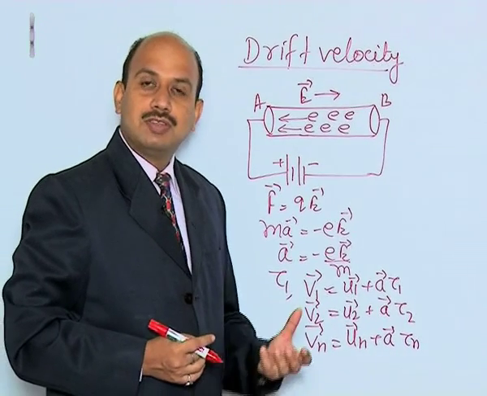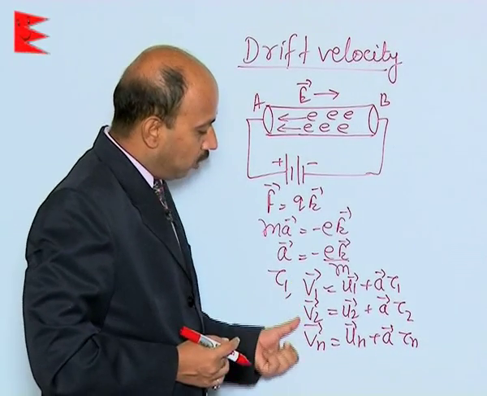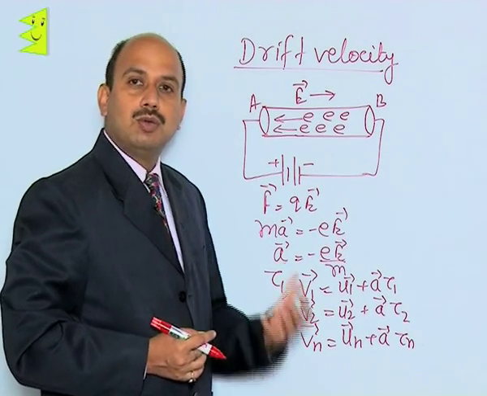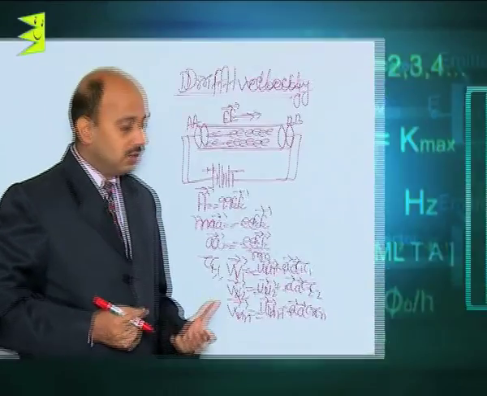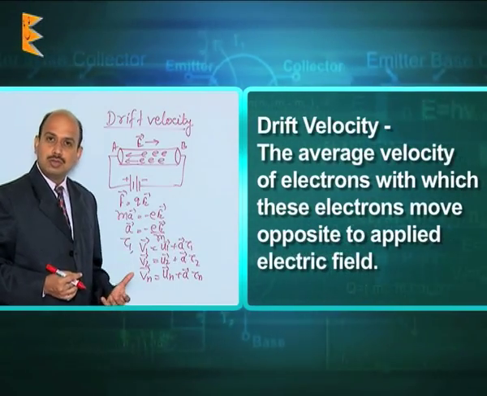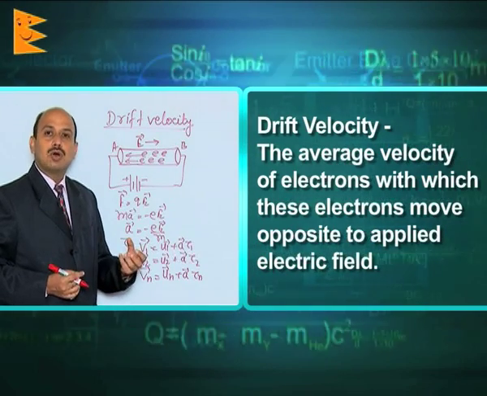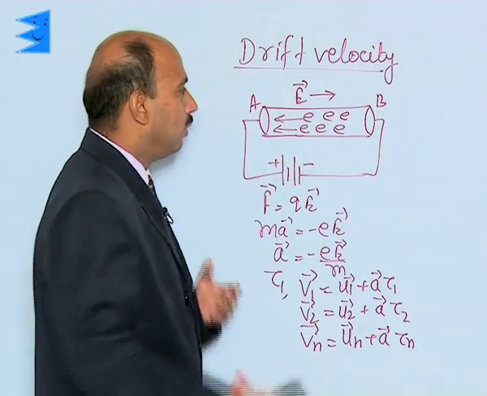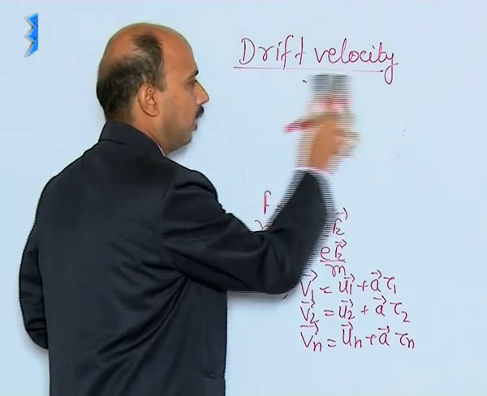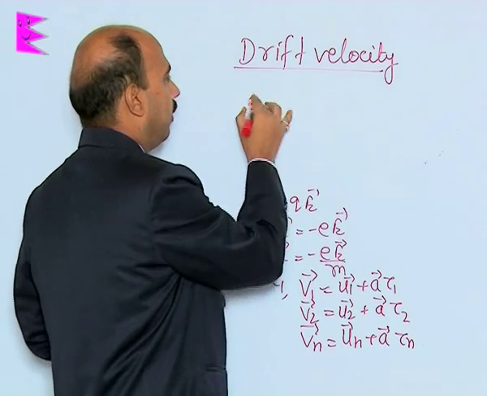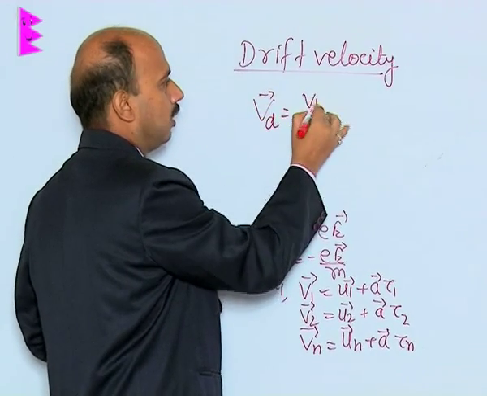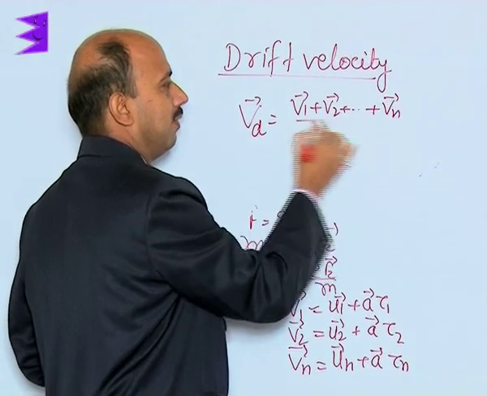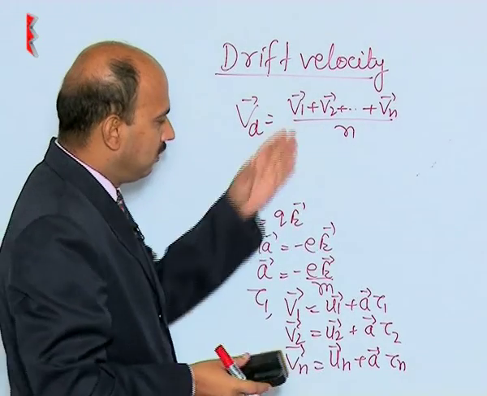Drift velocity is actually the average of these velocities, the average velocity of the electrons with which they move opposite to the applied electric field. Now we can calculate the drift velocity with the help of this. We can write Vd, that is drift velocity, is equal to (V1 plus V2 plus Vn) divided by n. Put all these values over here.